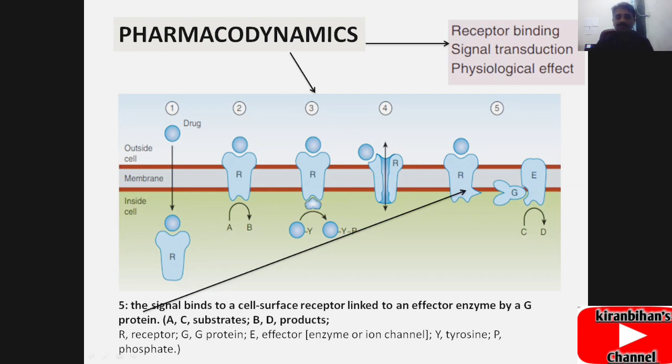So this is very useful information for the beginners of pharmacology. That was the general principles of pharmacology.